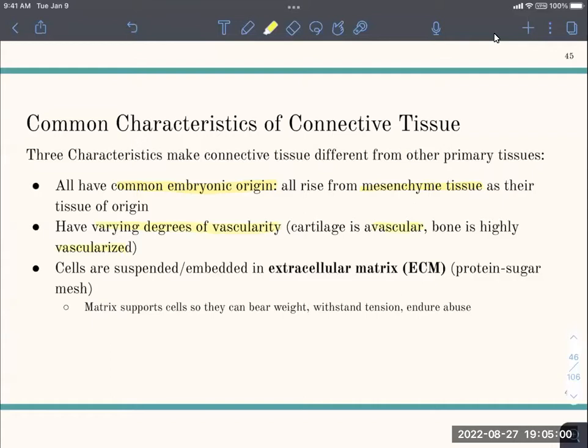So these support cells can bear weight, they can withstand tension, they can endure abuse. That is why we have this connective tissue underneath most of our epithelium. They bear weight like your bones. They help you stand up. They withstand tension. They endure abuse. When you exercise, you're abusing your cells technically, but that helps to rebuild them stronger.